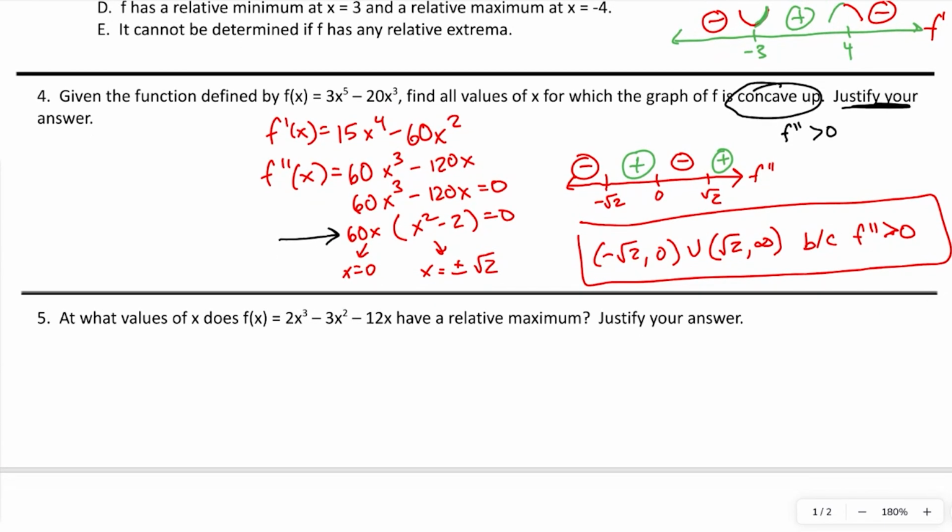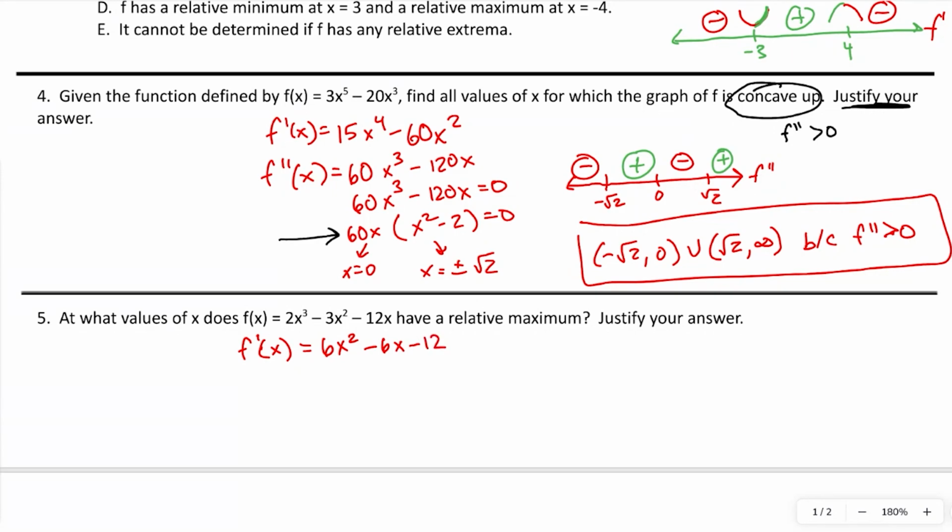Number 5, where does this function have a relative maximum? Okay, so we can use either the first derivative test or the second derivative test. We haven't really used the second derivative test much. Let's try to see if we can use that second derivative test. So my first derivative is going to be 6x squared minus 6x minus 12.